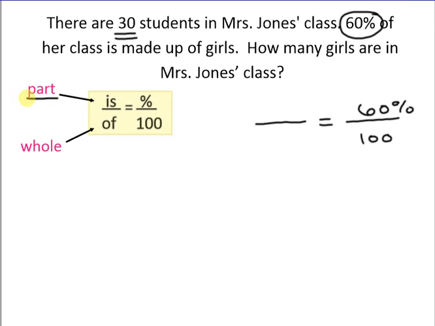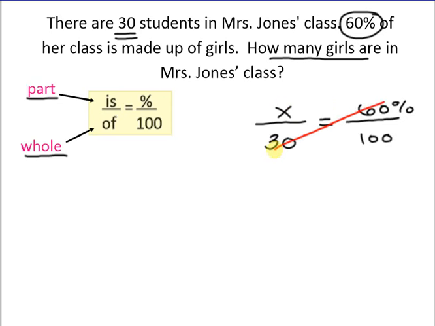But is it the part or is it the whole? There are 30 students in Mrs. Jones's class. 60% of her class is made up of girls. How many girls are in Mrs. Jones's class? So are those 30 students the 60% who are girls, or is that her whole class? The answer is that is her whole class. It's asking us to find out how many are girls if 60% of them are girls. Okay? So we need to find out what the X is, what the 60% who are girls is.